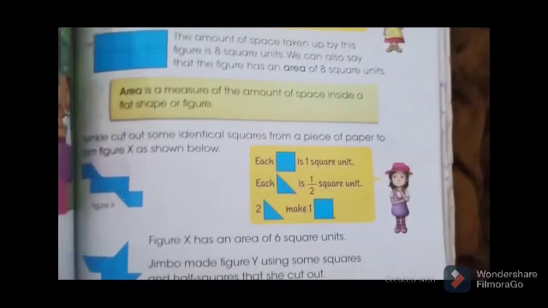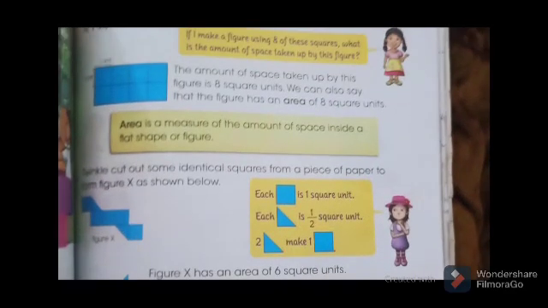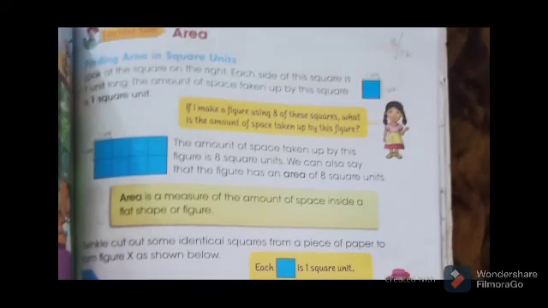Today we will start our chapter number 9, Area and Perimeter. Area. What is area? Area is a measure of the amount of space inside the flat shape of a figure. Dear students, we will learn how to find area in square units.